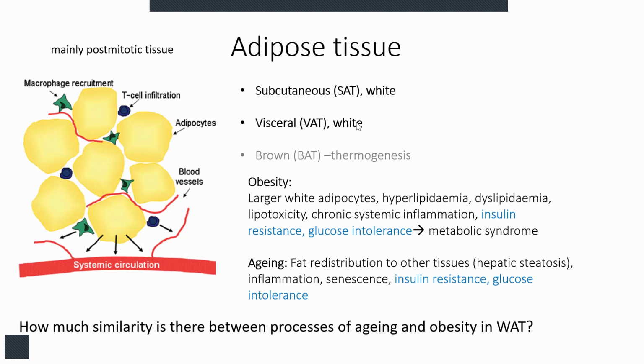By way of introduction, here is a schematic representation of adipose tissue where you see in yellow the adipocytes, but there are of course also other cell types present, macrophages, which are recruited to it upon inflammation. There are blood vessels and there are T cells, and all of that is also, of course, connected to systemic circulation. As you might know, there are different types of adipose tissues: brown adipose tissue, which is mainly responsible for thermogenesis. I will not touch upon that. And there's subcutaneous fat and visceral fat.